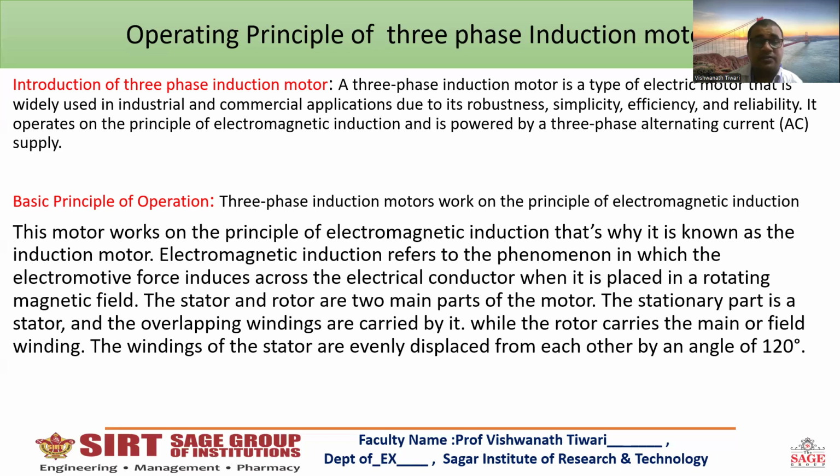The stator and rotor are the two main parts of the motor. The stationary part is the stator, and the overlapping windings are carried by it, while the rotor carries the main or field windings. The windings of the stator are displaced from each other by 120 degrees.